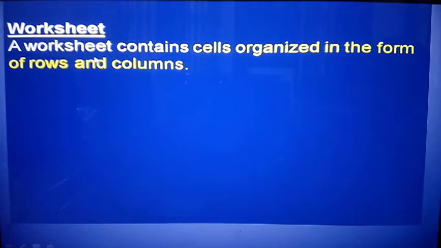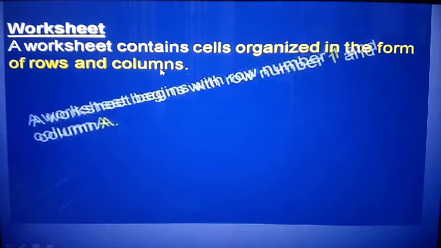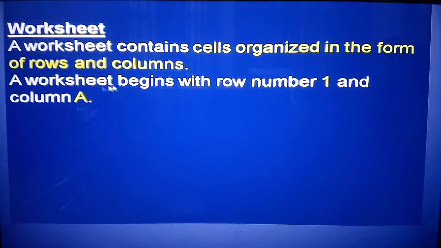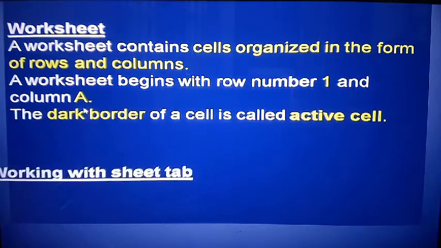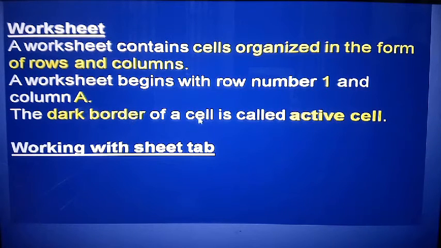Students, a worksheet contains cells organized in the form of rows and columns. So this is the single definition. A worksheet is given with row 1 and column A. This is the starting point, row 1 and column A. The dark border is also called the active cell.